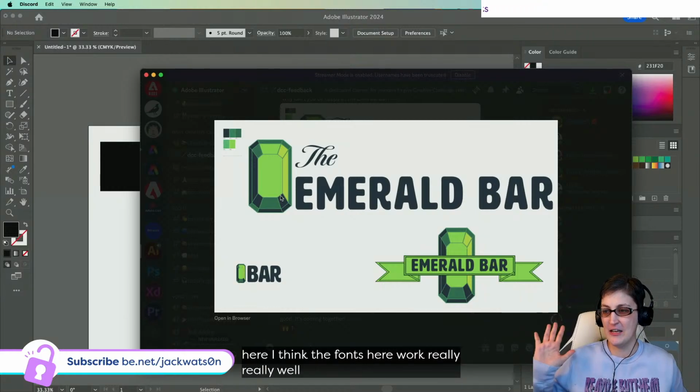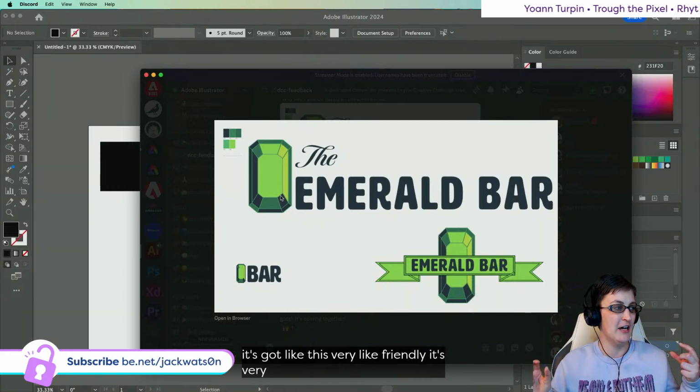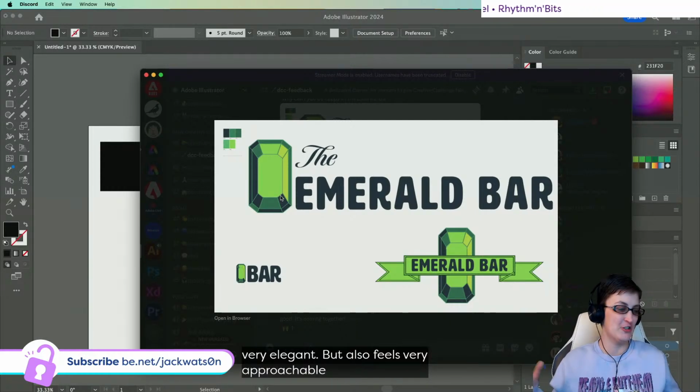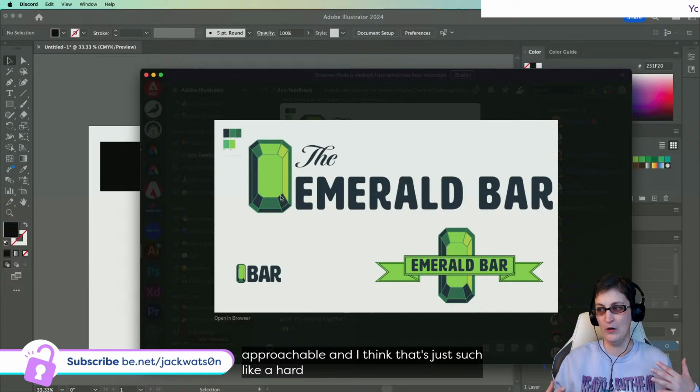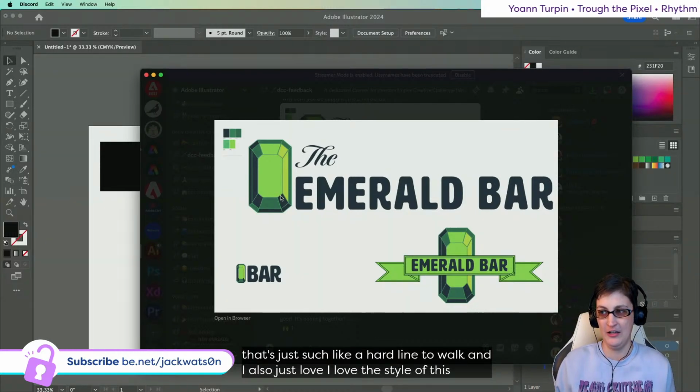I told him that it's got this very friendly, very elegant feel, but it also feels very approachable, and I think that's such a hard line to walk. And I also just love the style of this. I love the style of the emerald.